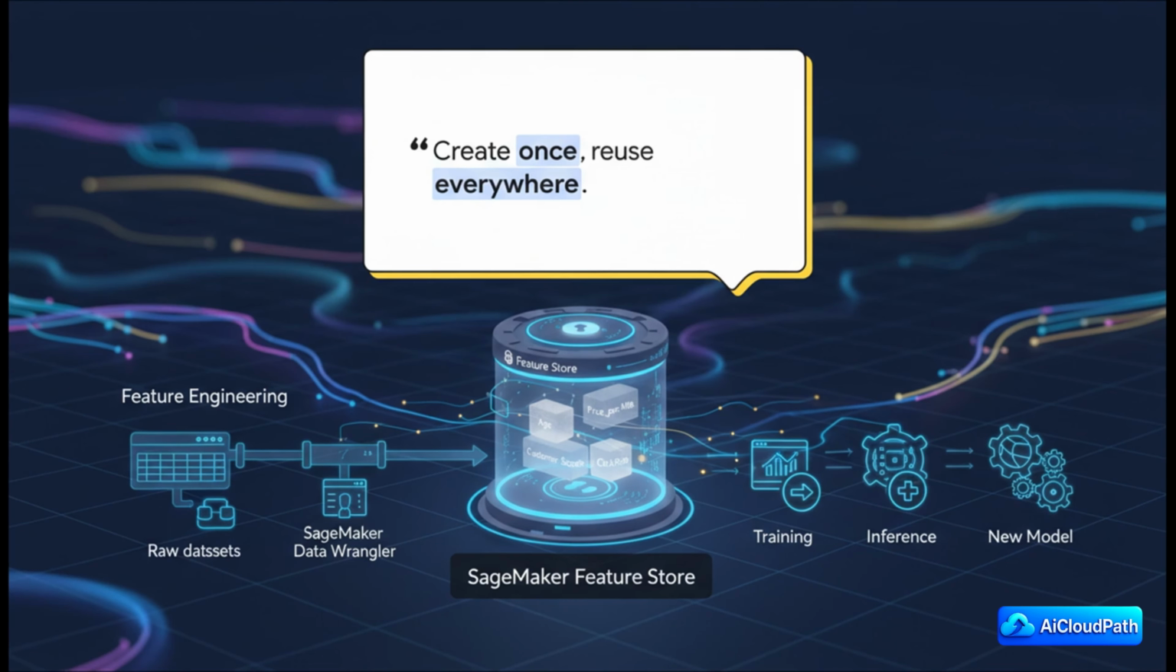And this all boils down to a really simple but super powerful idea. Create once, reuse everywhere. That's the mantra here. This is the whole philosophy behind the Feature Store. It's all about taking that incredibly valuable work, the feature engineering, and turning it into a reusable asset for your entire organization, not just a one-off thing for a single project.